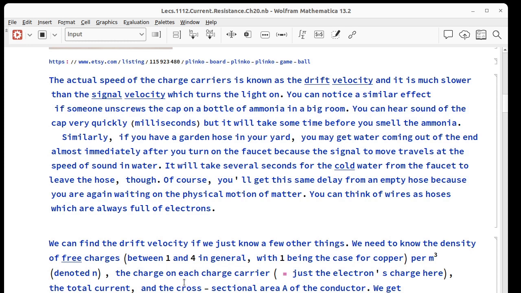A lot of other things work this way. You could hear someone unscrew the cap on a bottle of ammonia in a big room, and you'll hear it in milliseconds, but it'll take several seconds or a minute before you can smell the ammonia.